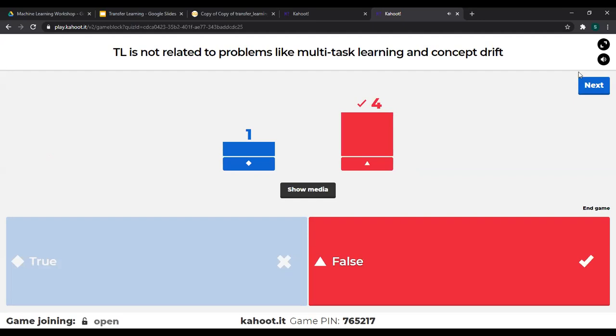Okay, great job. TL is related to problems like multitask learning and concept drift. If you don't remember what they are, multitask learning is taking different tasks and feeding them forward to shared layers in order to predict an outcome. And concept drift is taking one idea from one time period and applying the knowledge to another idea from another time period. So yeah, most people got it right. That's great.